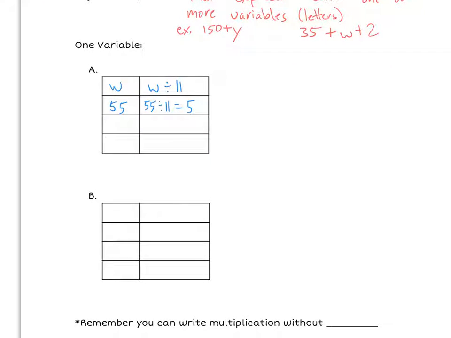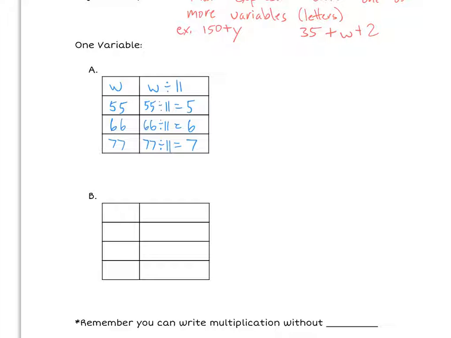The value is 55. And what if they gave you another one? What if they said 66 is going to be W? So now you'd put 66 in the place of W. 66 divided by 11 equals 6. Let's try another one. 77. Well, that's an amazing number. So what's my W now? 77. So 77 divided by 11 equals 7.